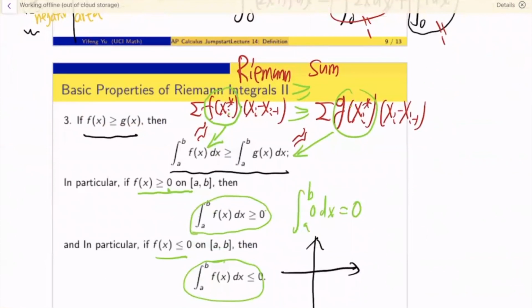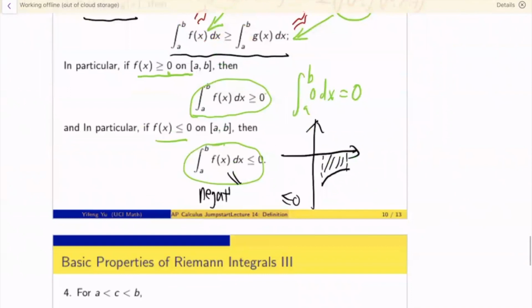So if I have the graph of f like this, which is less than 0, and you do the integration, the integration will just be negative. What you get is the negative area, so you put the negative sign in front of it.